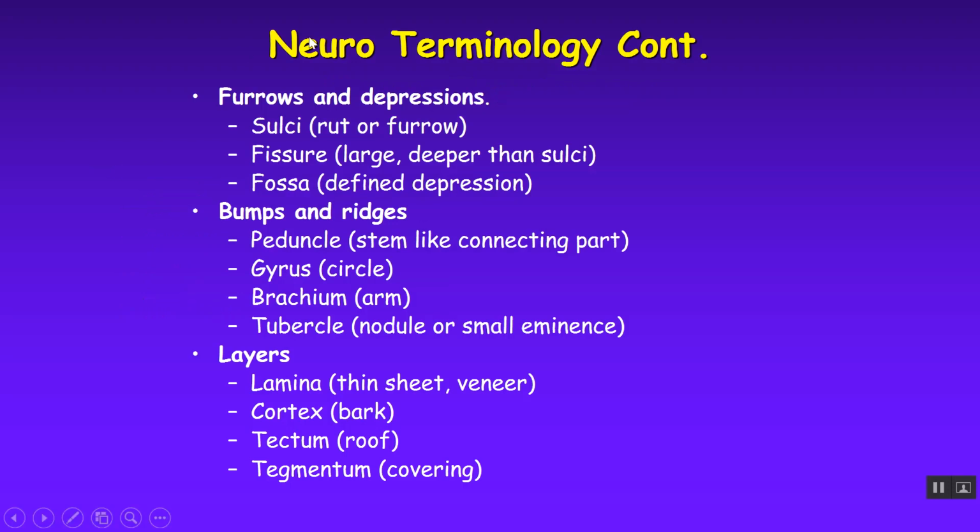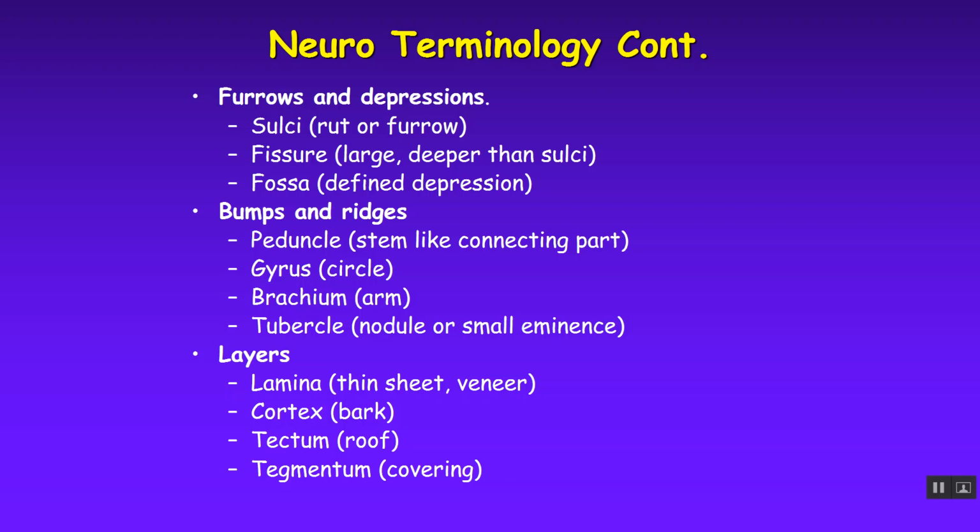Now let's look at the external features of the nervous system. If you have a furrow or a depression, so the dents or wrinkles on the outside of your brain, cerebellum, or spinal cord, these are the terms you'll use to describe them, not bumps, but furrows and depressions. Or sulci. The term sulci literally means rut or furrow.